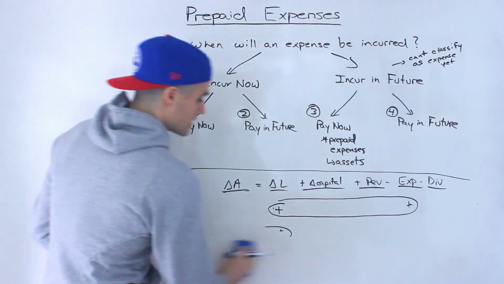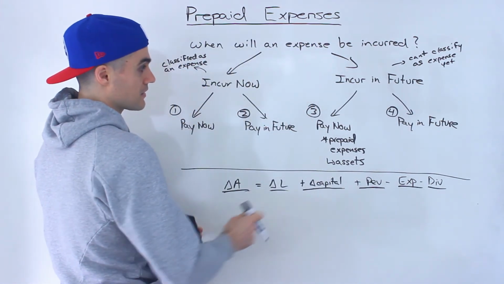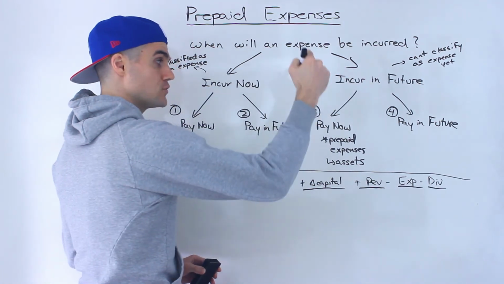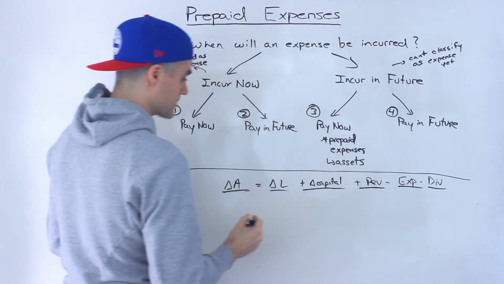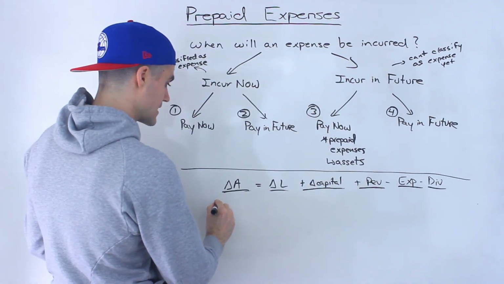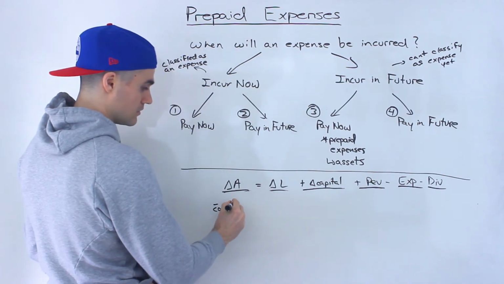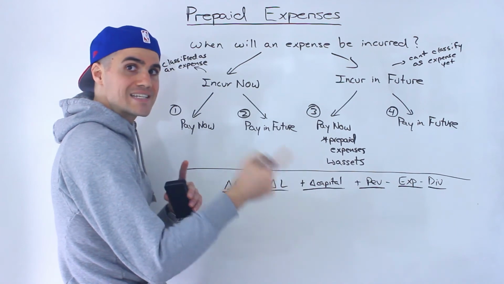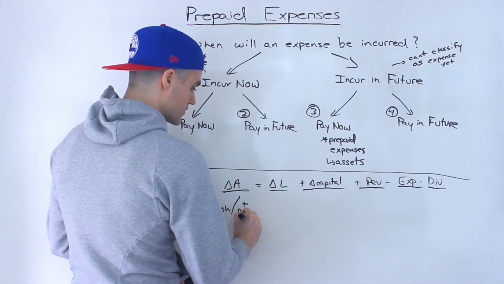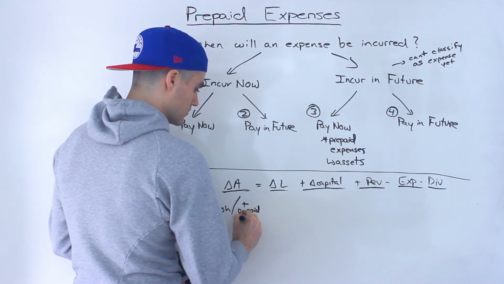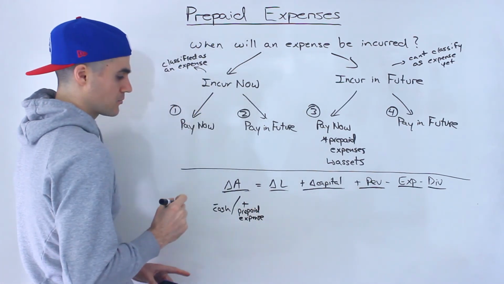Now, the third case, which is what this video is mostly based on, you incur an expense in the future, but you pay for it now, right? Which is a prepaid expense. So what's going to happen in this case is right now you're going to pay for it. So your cash is going to go down. And then you're going to receive an asset. So assets go down in one account, but then they go up in another account, and the account they go up in is a prepaid expense.